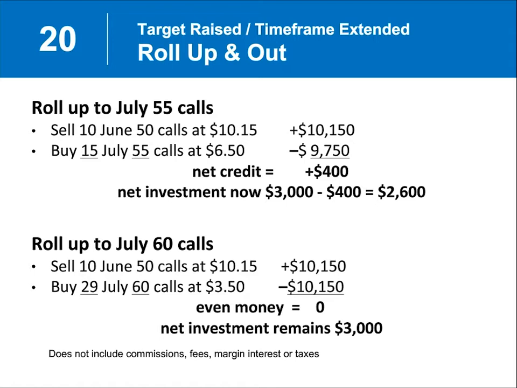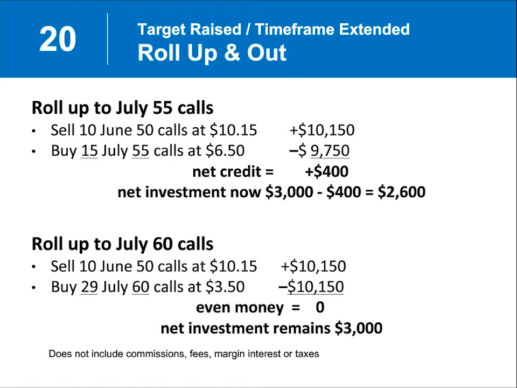If we sell those, we could bring in $10,150. We look out to July. We see the 55 strike trading for $6.50 each. We decide how many do we want to buy. Do you want to buy 10? Do you want to buy 15 or 20? It's up to each investor. In our case, we decide to buy 15. That gets us very close to even money, but actually gives us a slight credit of $400 and reduces our net investment down to $2,600, and we'll see that plotted on the P&L graph on the next slide.